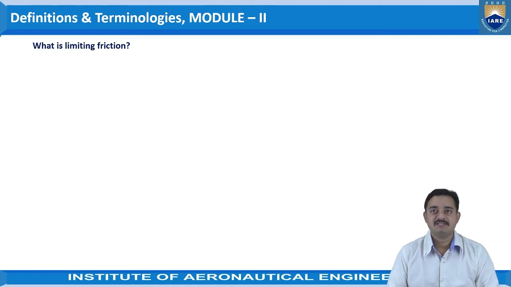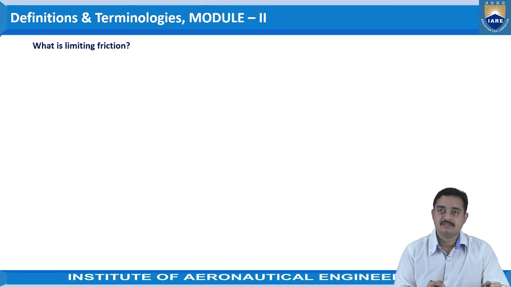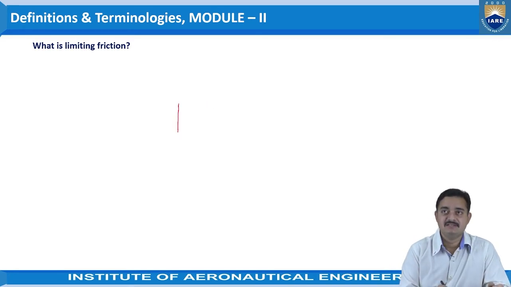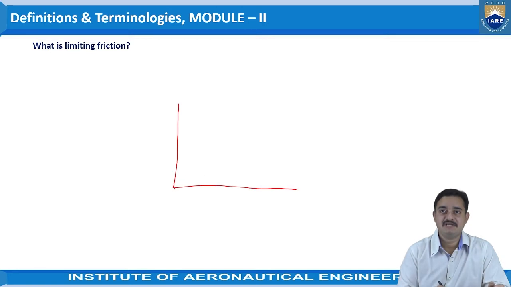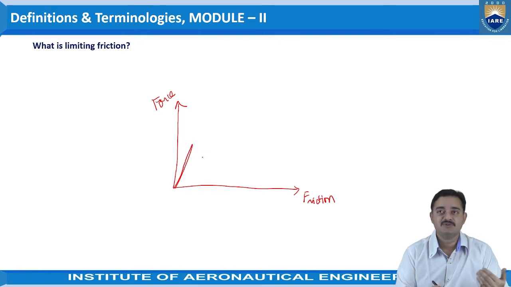Next one is, what is limiting friction? As we have discussed, the graphical representation we have seen like this. If we consider the application of force in this fashion, for overcoming the friction, we need to apply a direct force, and this force will be directly proportional to the friction. Whatever friction is acting between the contacting surfaces is directly proportional to the force that is being applied.